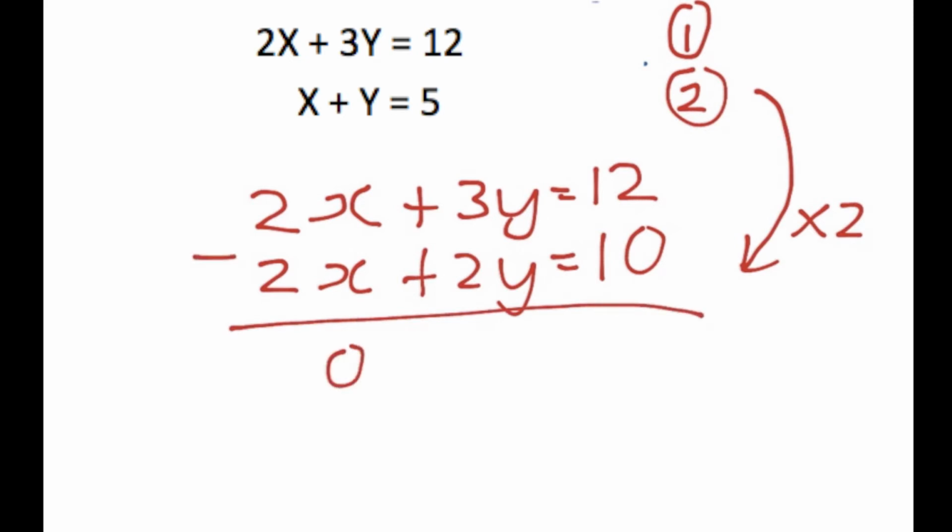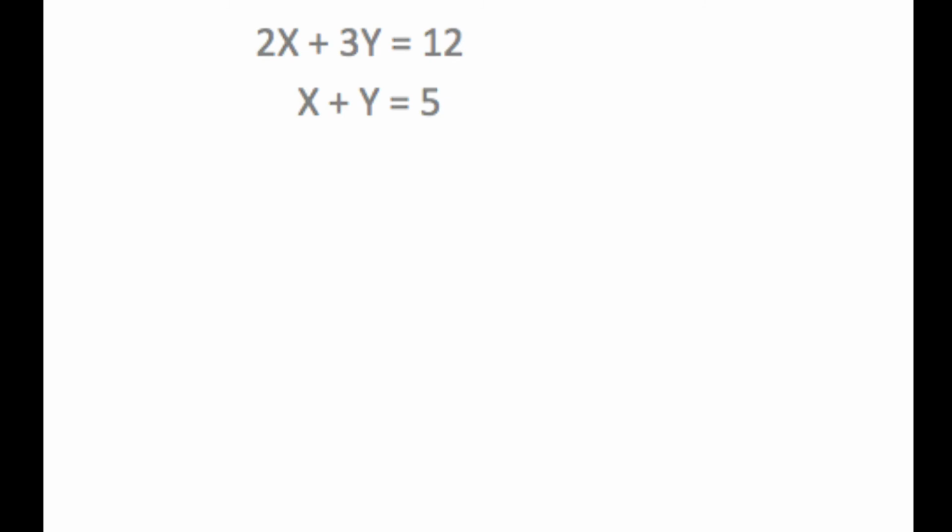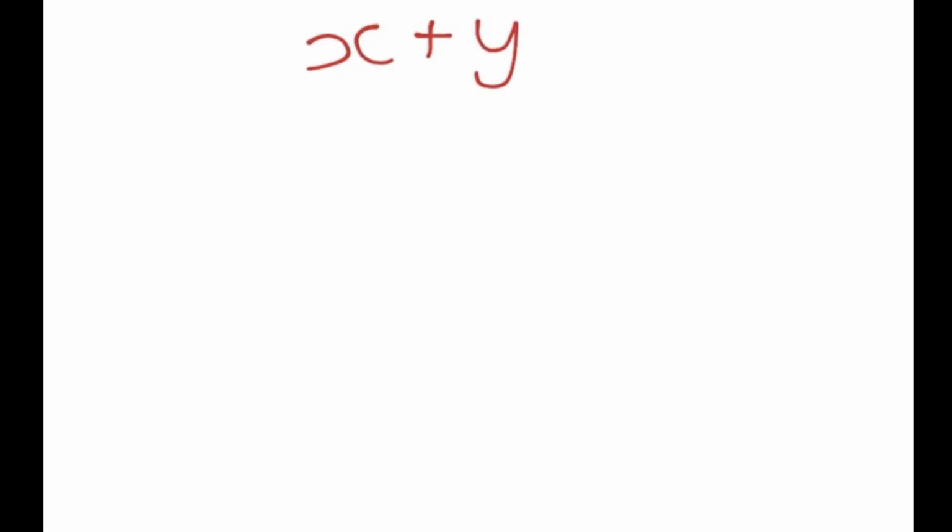So 2 minus 2 is 0, 3 minus 2 is 1y, and 12 minus 10 is 2. And the answer is therefore y equals 2. And there we go. And to find what x is, we just sub it into one of the equations. I'm going to pick the second one because it looks a bit simpler. So I'm going to rewrite that as x plus y equals 5.